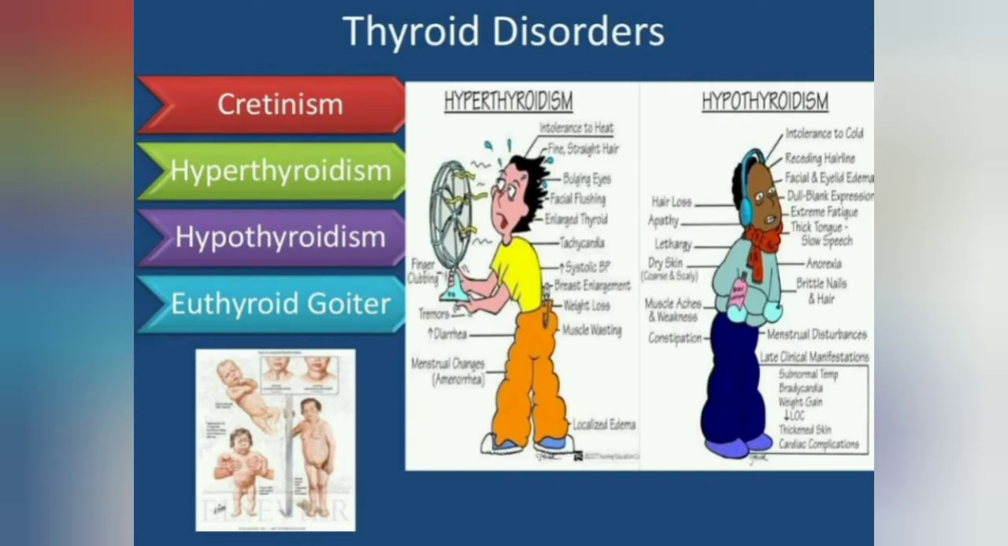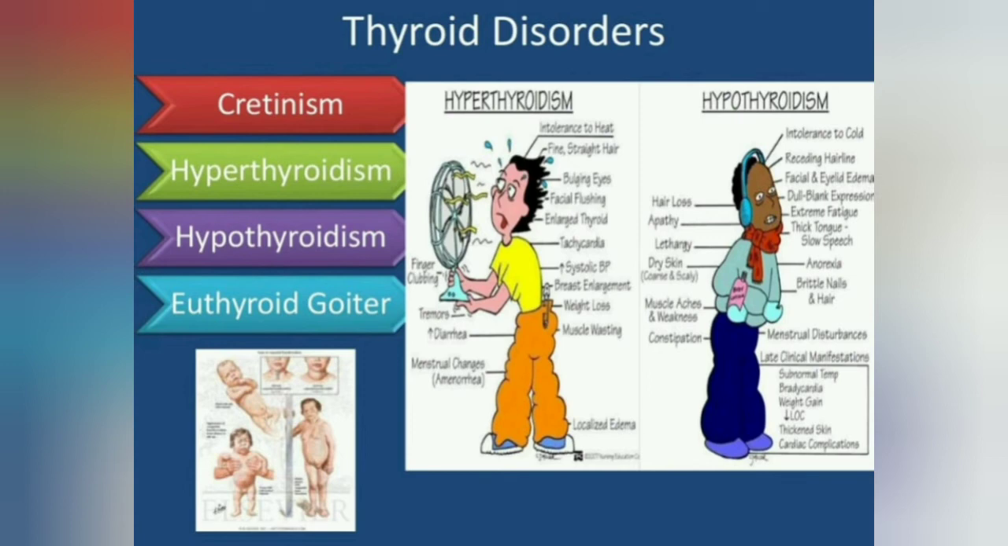And now we have to know about thyroid disorders. If thyroid hormone level in our body deviates from the normal range, then what kind of disorder may we face? Here are four types of disorder: cretinism, hyperthyroidism, hypothyroidism, and euthyroid goitre. So here hyperthyroidism is intolerance of heat and hypothyroidism is intolerance to cold.